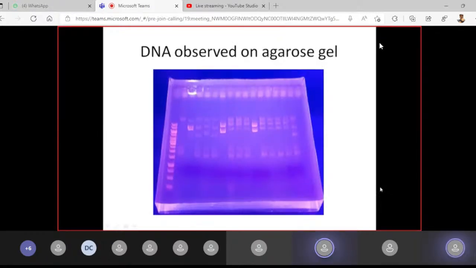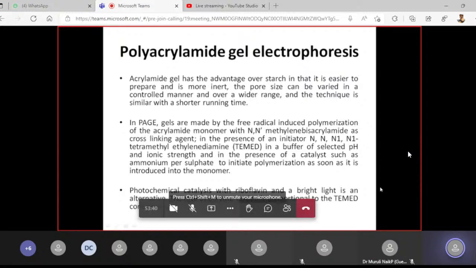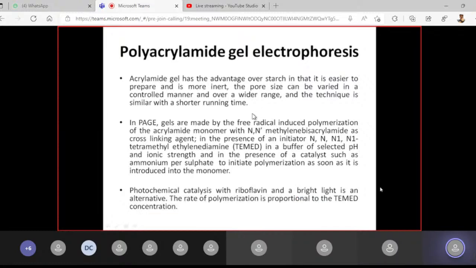The electrophoresis technique routinely used is polyacrylamide gel electrophoresis. This gel came into use when starch was not very stable and it started reacting and was degraded by change in pH, and all those disadvantages were there. So to get an inert gel and to get a varied pore size apart from agarose, they also started using this polyacrylamide gel.